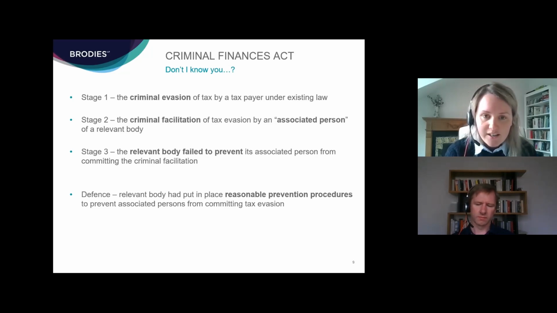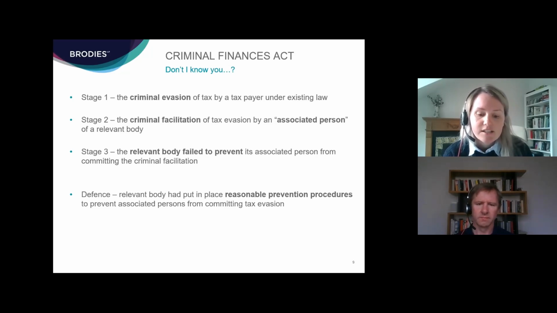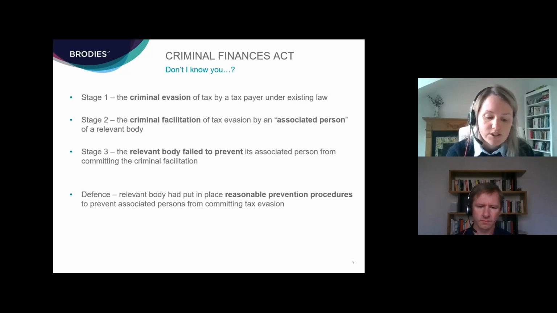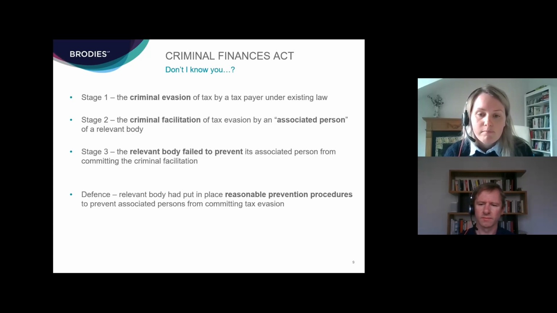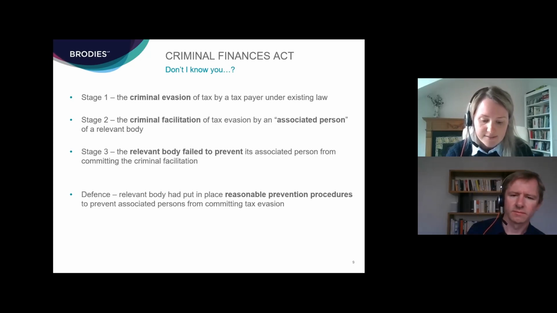But as Paul was saying earlier, there is a good news story, and that is that similarly to the Bribery Act, there's a complete defence if an organisation can demonstrate that it had reasonable prevention procedures which are designed to prevent that stage 1 offence. And that's a recognition that mistakes do happen. This isn't a zero failure regime. So provided that a relevant body meets that test of having reasonable prevention procedures, it may avoid a prosecution under the Act.